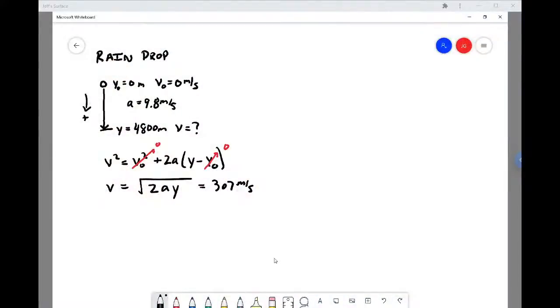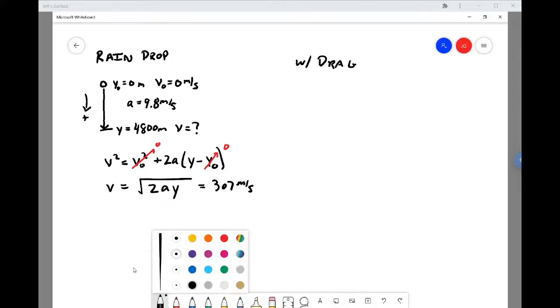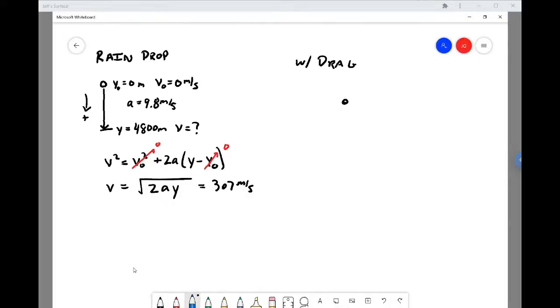And the second part says, well, what if there is air drag? So now it becomes a situation where in order to find the answer, we've got to use Newton's second law. So we've got to think of the raindrop as an object on which forces are exerted. The reason it's falling is because the raindrop has a weight, a force of gravity, equal to its mass times the acceleration due to gravity.